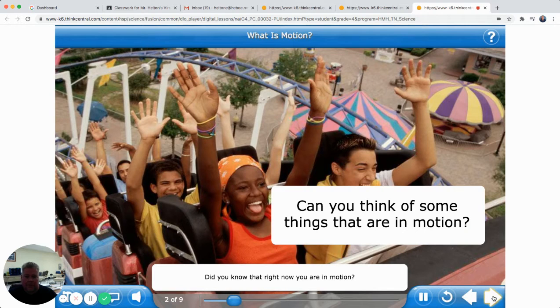Did you know that right now you are in motion? Well, at least some parts of you are, like your eyes, your head, and inside your body, your lungs, and your heart. Anything that moves, whether it goes up, down, sideways, or just spins around, is in motion. Take a look around you. Can you see other things that are in motion? What type of motion do you think those items are in? Are they moving fast or slow, up or down, from side to side, or are they changing direction all the time?